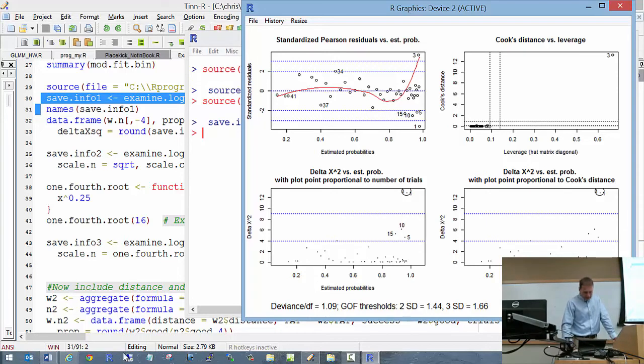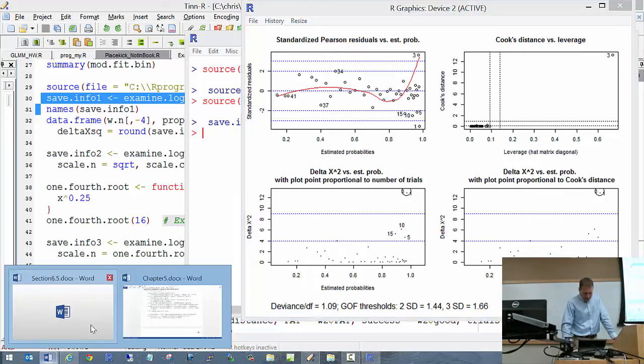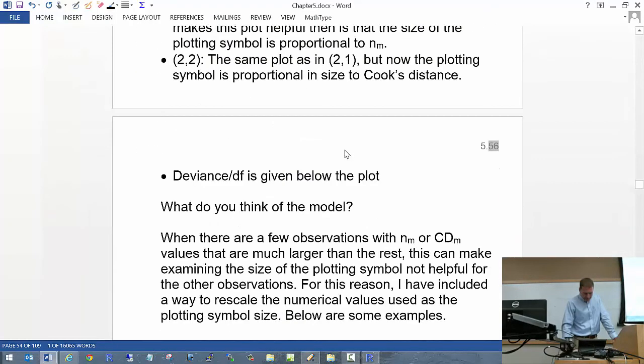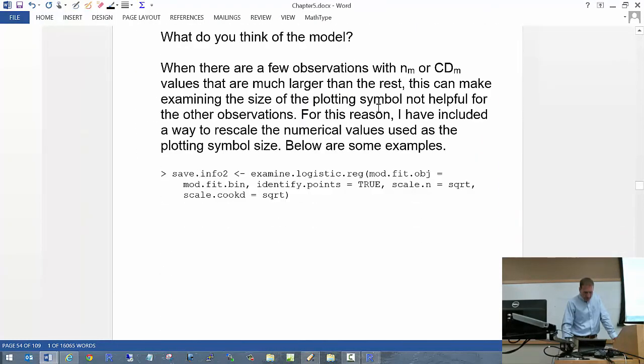So let me go back here. Let's talk about how we can deal with this plotting symbol for observation 3 being so much larger than all the other ones, and it kind of distorts the plot. Well, if you remember in chapter 2 when we did bubble plots, we basically rescaled that third variable that we're plotting by.